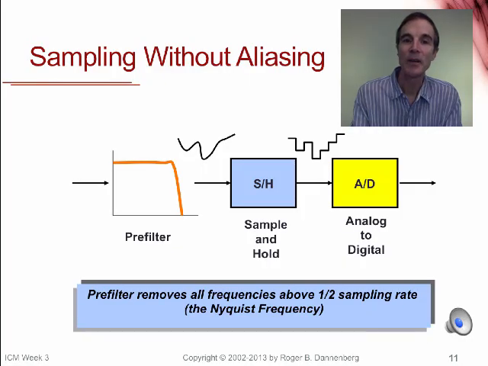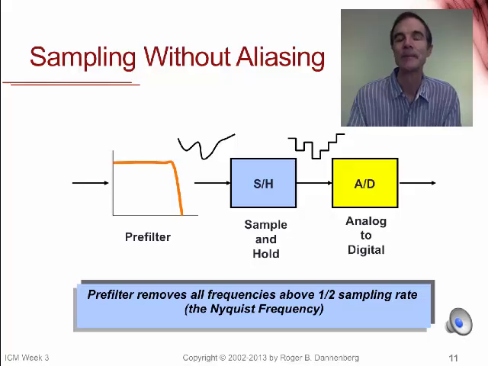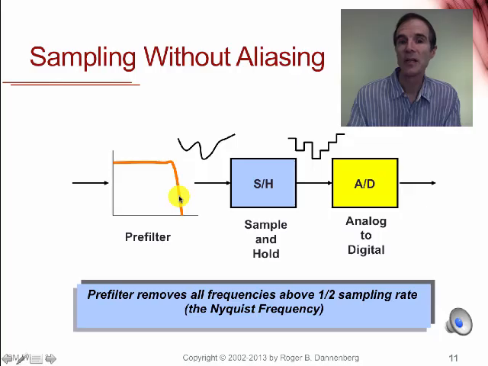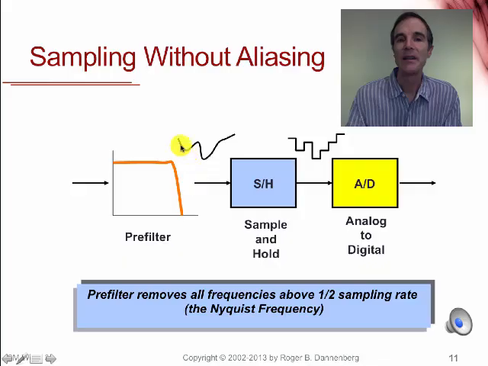Sampling without aliasing is performed like this. We first take the signal and pre-filter it to remove all the frequencies above half the sampling rate, which is called the Nyquist frequency. After we remove those frequencies that would otherwise alias, we put the signal into a sample and hold, and this takes a continuously time-varying signal and locks in the value of the signal for a short period of time. That's sampling and holding, and we do that at the sample rate.